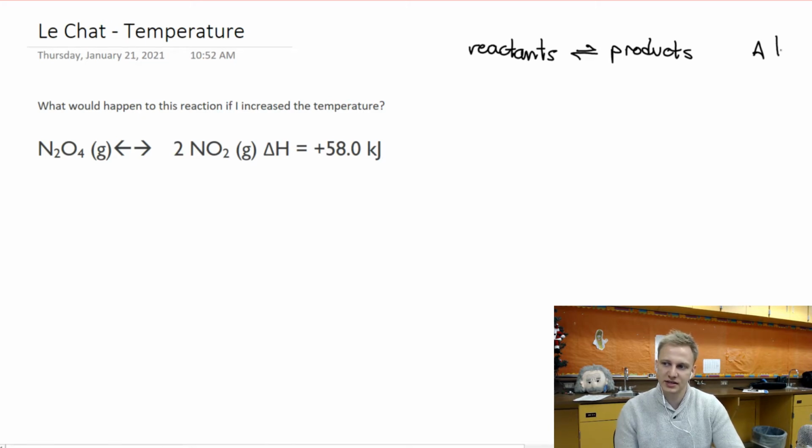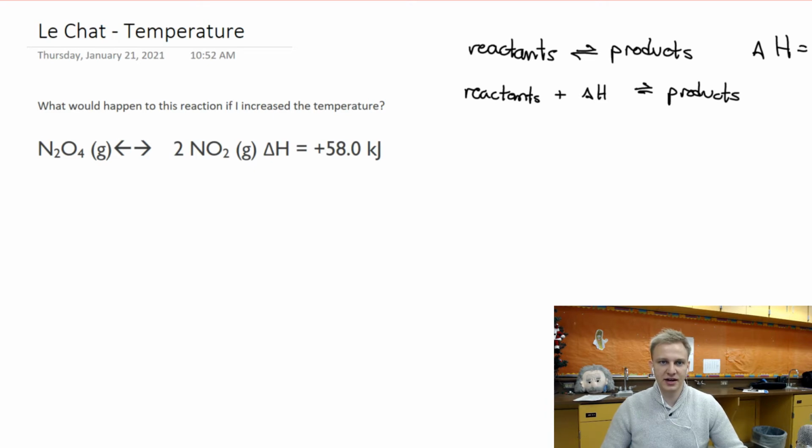One of the ways is by including just a delta H at the end of the reaction. The other is by including the delta H as part of the reaction, plus delta H goes to produce products. From my personal experience, I find it easier to represent the reactions like this.